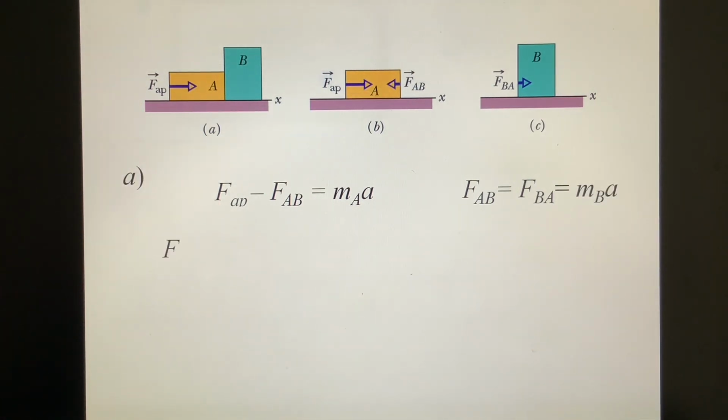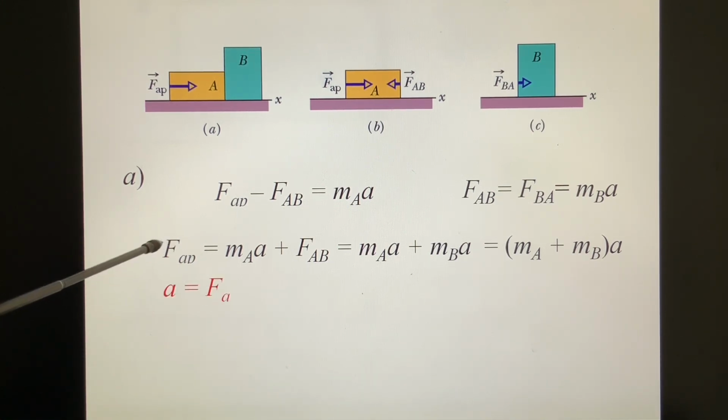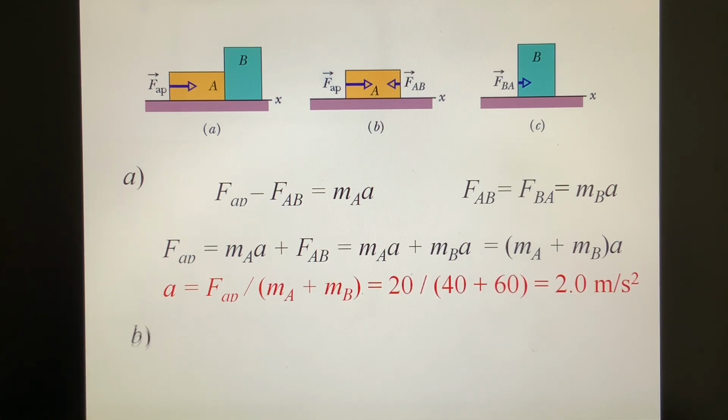We combine these two equations, and we get F equals (MA plus MB) a. And this a is F divided by MA plus MB. I get the answer. Or, very simple, you can consider the two as one, so the mass is MA plus MB. So a equals F divided by (MA plus MB).